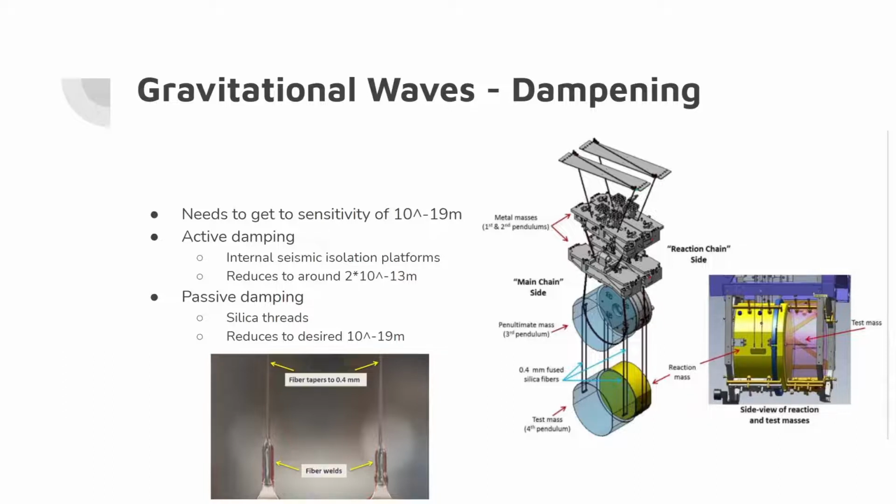After the active part are 2 passive pendulums. They consist of silica threads, which are 400 microns thick. Silica does not expand or retract due to thermal changes, so it isolates for that as well. The final silica pendulum reduces the vibrations down to 10 to the negative 19 meters, which is required to be able to detect the gravitational waves.